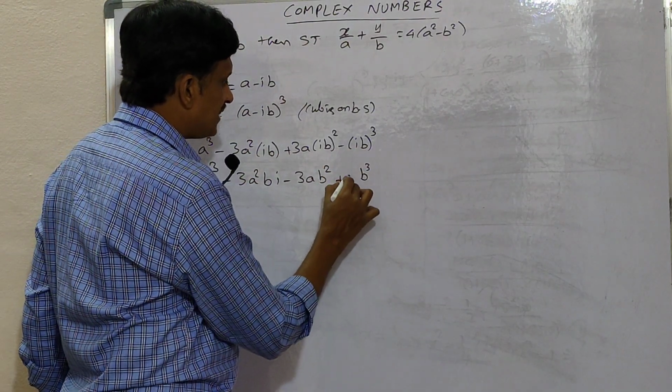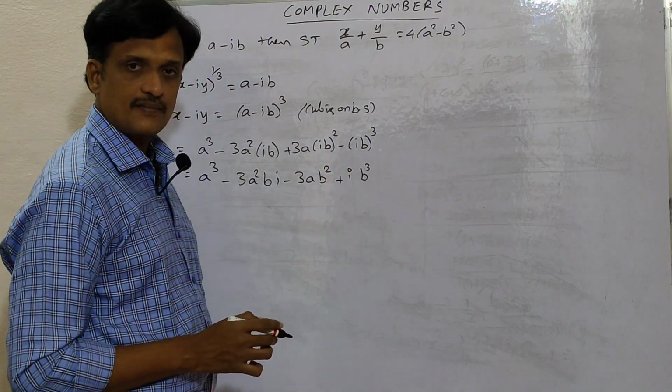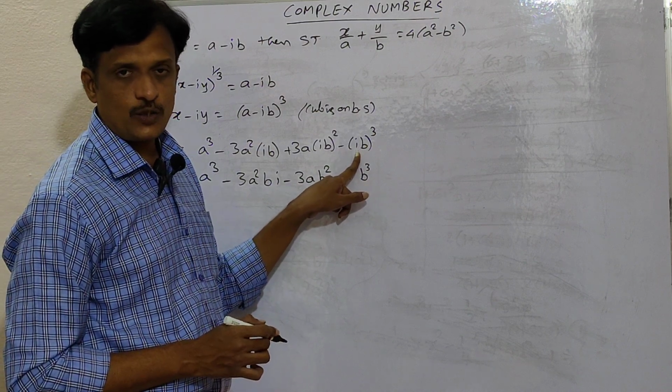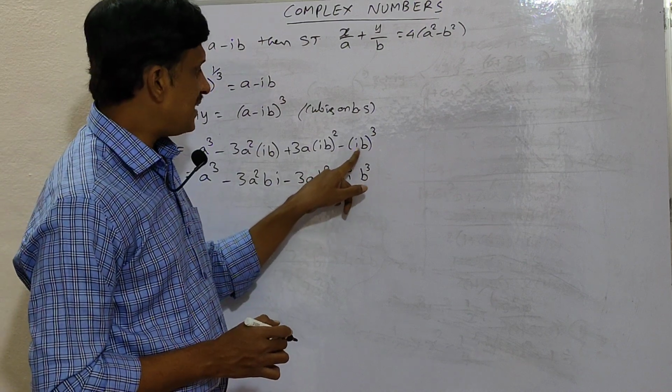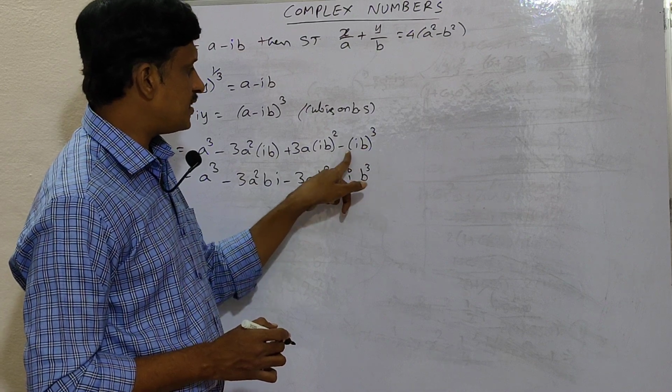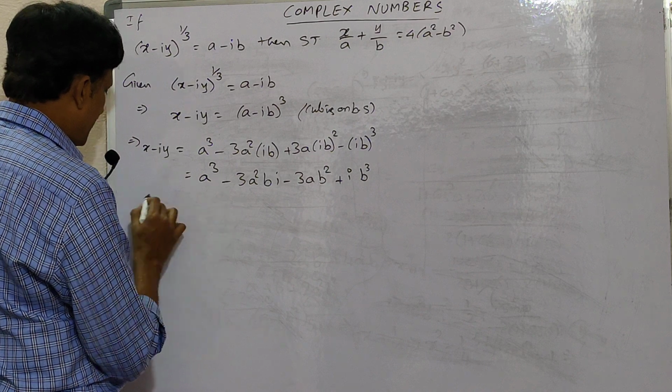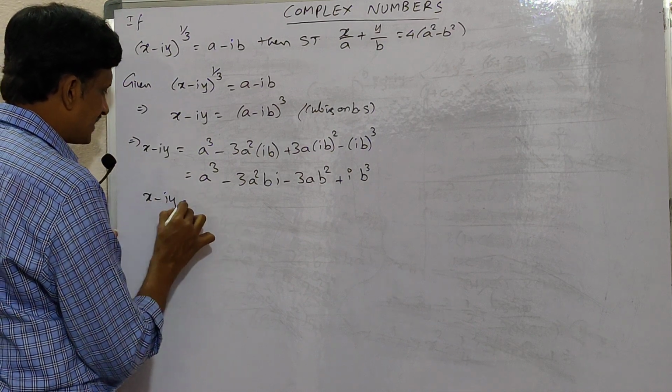Make this positive, plus i, you will get that. i cube is i square into i, meaning minus 1 into i, that is minus i. So minus ib cube you are getting here. Minus of minus means plus ib cube. Now separate the real and imaginary parts to get x and y values.